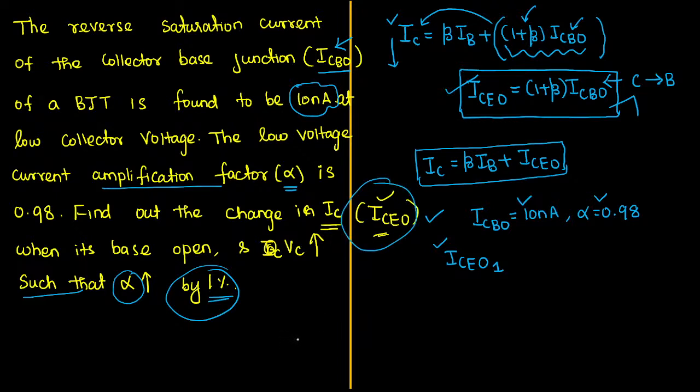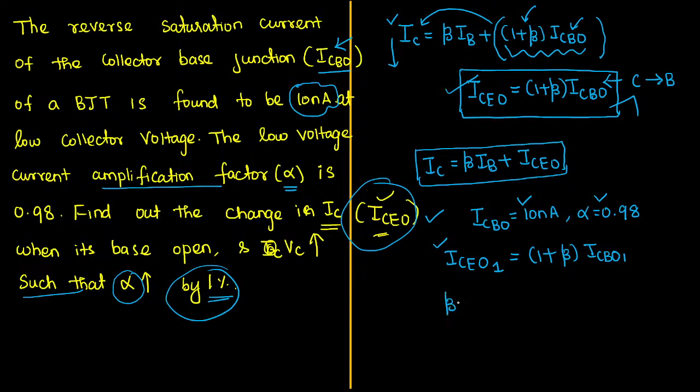That is the question. So in case number 1, ICEO1 can be written as 1 plus beta times ICBO1, case number 1. Anyway, we are going to increase the value of alpha only. We are not going to touch this current, so no need to be bothered about it. Let us keep our attention with the beta and try to figure out the percentage change. Right? Okay, sir. How will you figure it out?